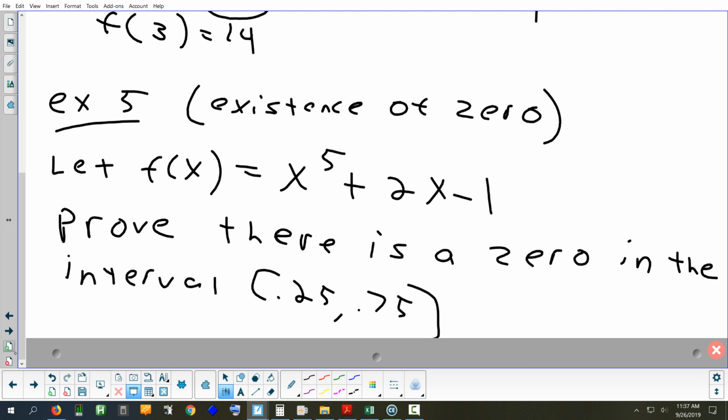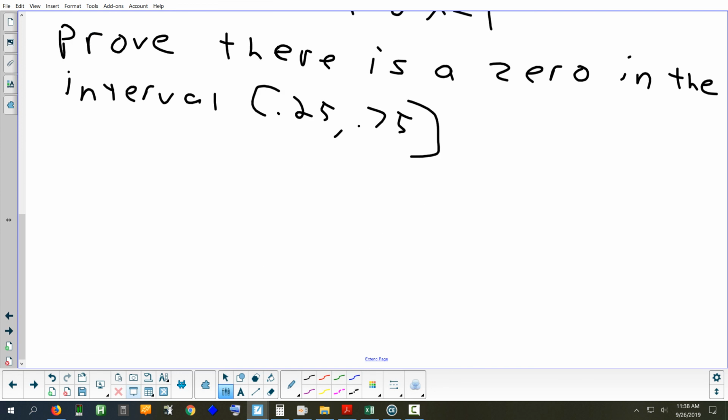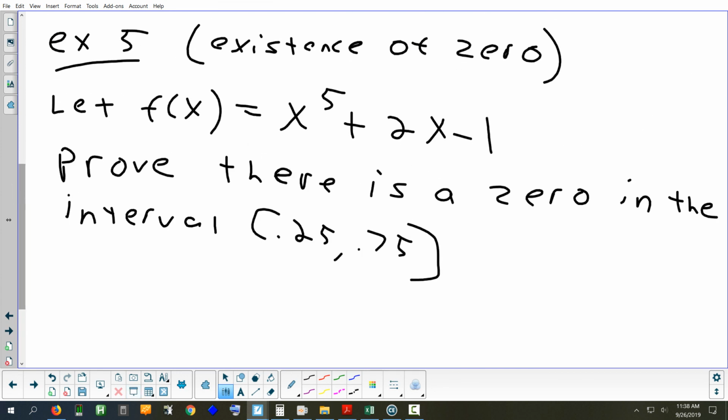So think of, you have to use the intermediate value theorem combined with the idea of continuity. And that's basically what we did on the last 2 problems, example 4 and 3. Just do the same steps. Okay, so what would I do first? Plug in 0.25 into function f.